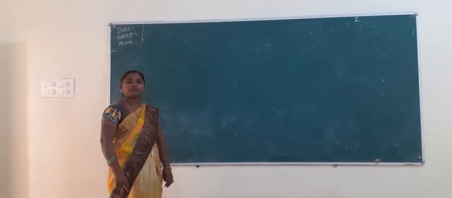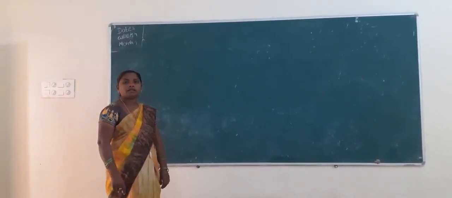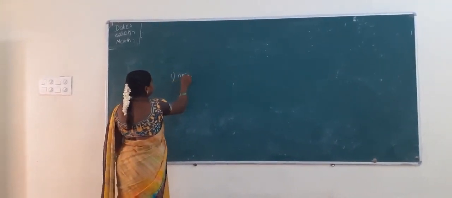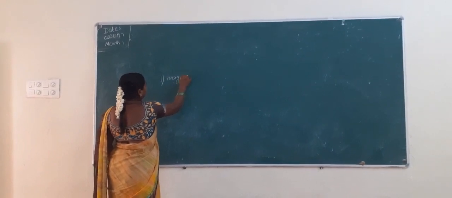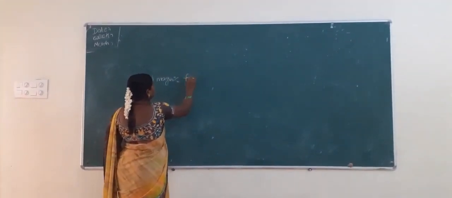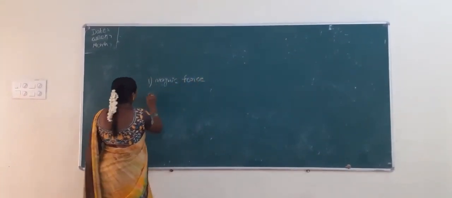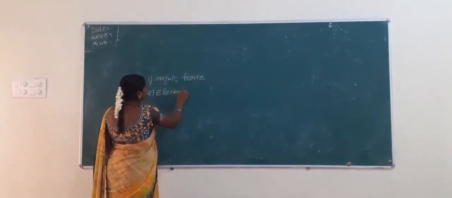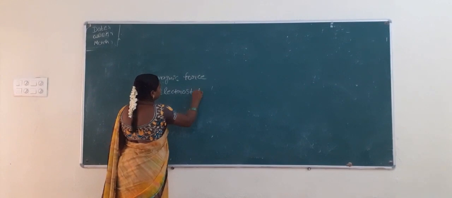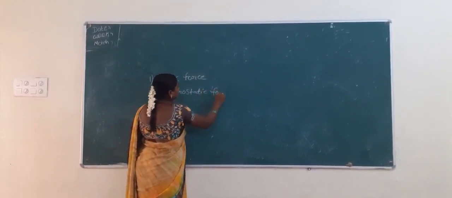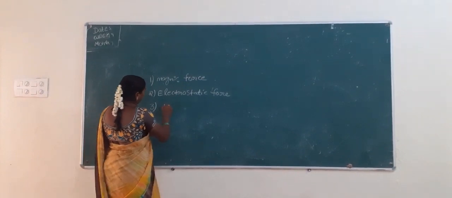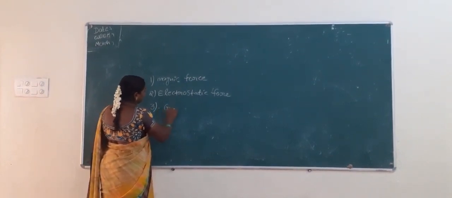Different types of field forces. There are three types. First one, magnetic force. Second one, electrostatic force. And third one, gravitational force.